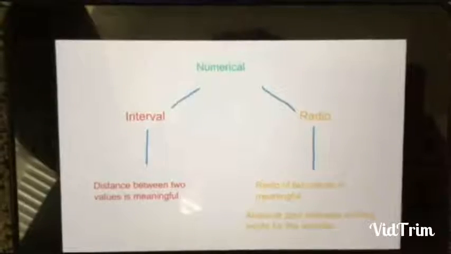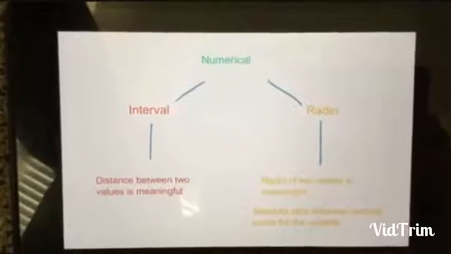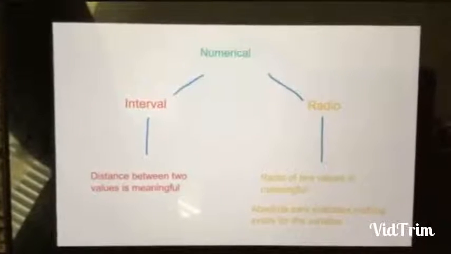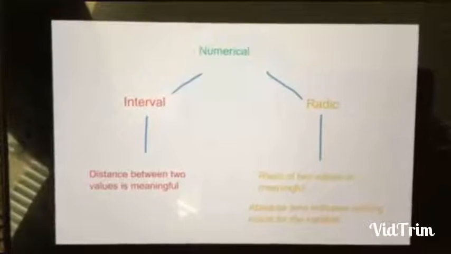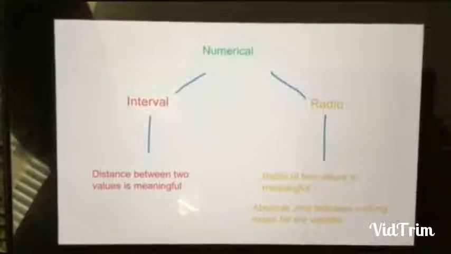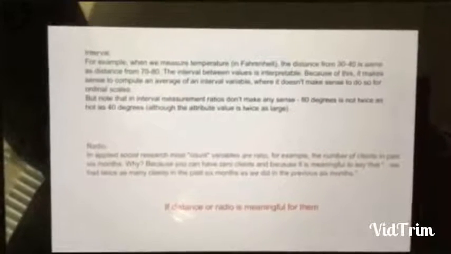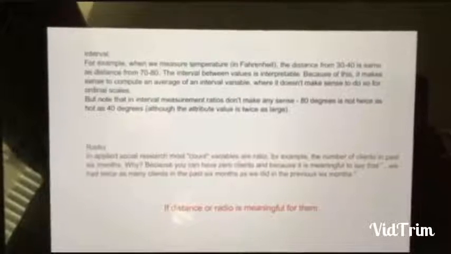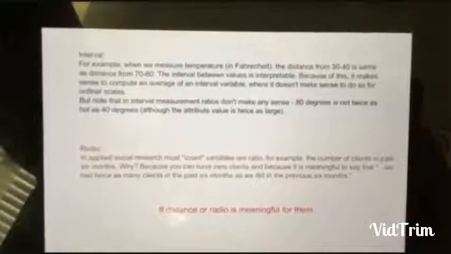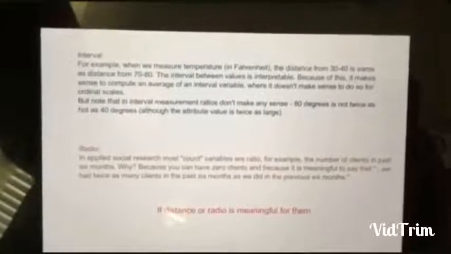As for interval data and ratio data, they both can only be numerical. In interval measurement, the distance between attributes does have meaning, and in ratio measurement, the ratio of 2 values is meaningful. Once more, this scale must contain a 0 value that indicates that nothing exists for the variable at the 0 point. I'd like to give some examples for further explanation. In interval scale, for example, when we measure temperature, the distance from 30 to 40 is the same as the distance from 70 to 80. The interval between values is interpretable.